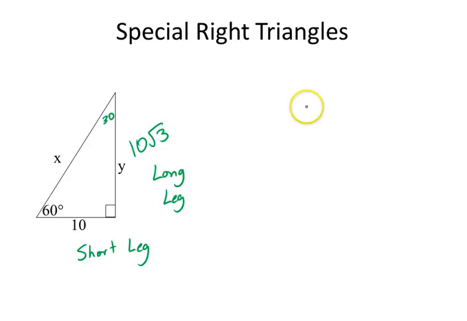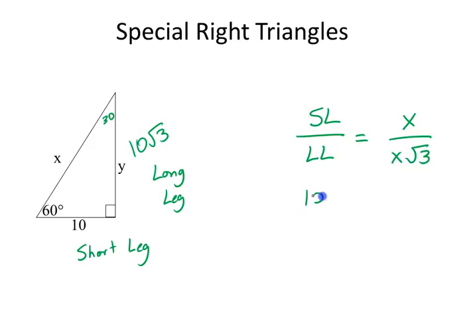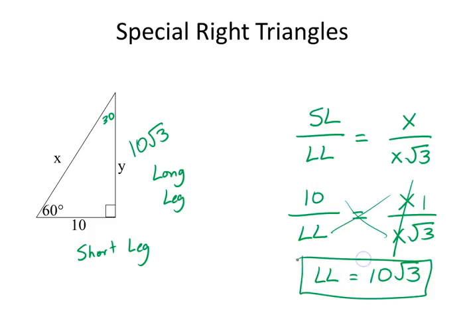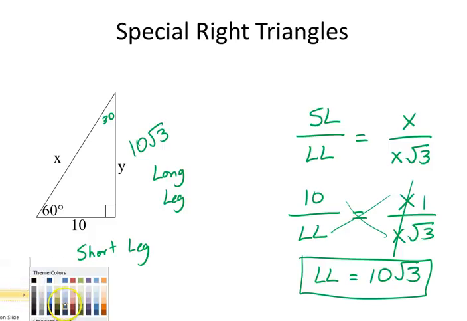Or you can go like this. The short leg over the long leg equals x over x radical 3. Well, I know my short leg is 10. I do not know my long leg. x over x radical 3. Now, x over x can cross out and simplify because anything divided by itself is 1. Now, if I cross multiply, 1 long leg equals 10 radical 3. Same answer, just a different way to do it. Either one is absolutely going to work. It's just a matter of what you feel comfortable with.